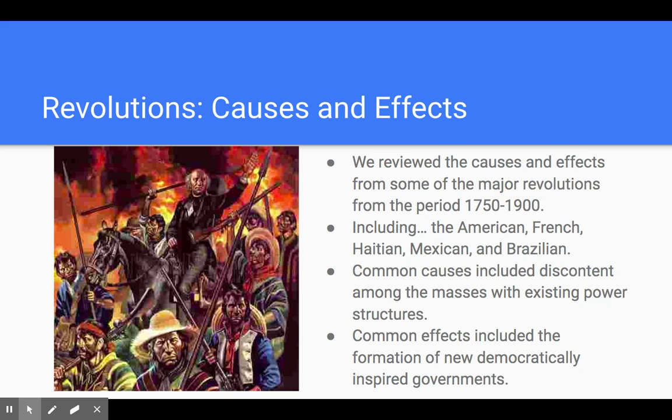We talked about revolutions, causes, and effects. We reviewed those causes and effects of the major revolutions during this time period, including the American, French, Haitian, Mexican, and Brazilian. Common causes among the revolutions included discontent among the masses with existing power structures, and a common effect included the formation of new democratically inspired governments.